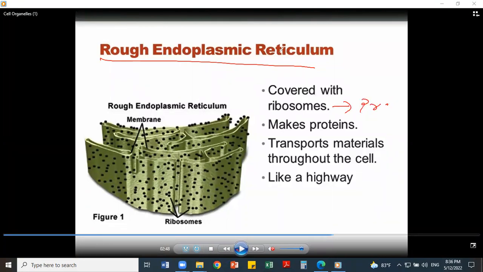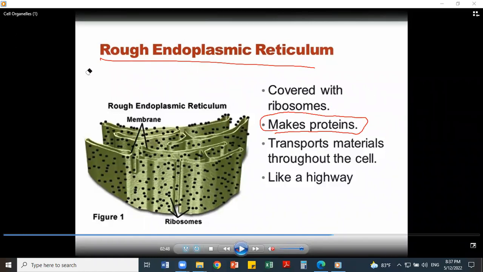What is the main function of ribosomes? Protein production. Synthesis of protein. It makes protein here. Not because of ER, because of ribosomes.